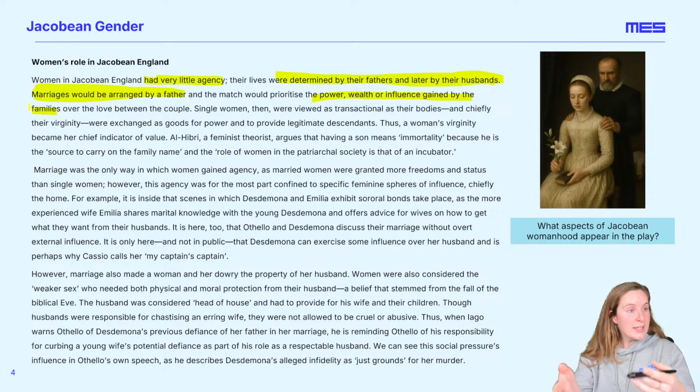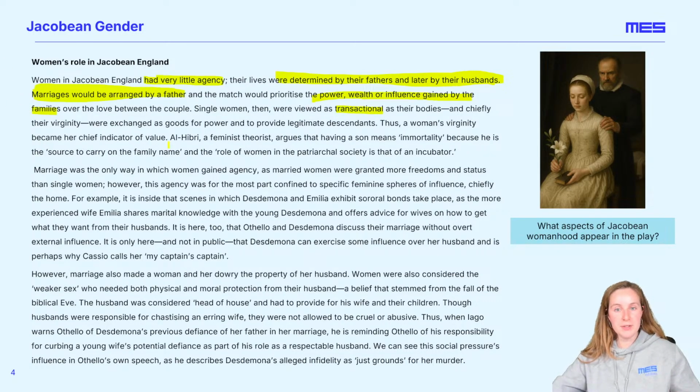And perhaps this is why he's so furious, as we've seen in a previous lesson where we looked at a model paragraph in which this was included. This idea of Brabantio's loss of control is because he loses the power, wealth, and influence gained by Desdemona's good marriage when she marries Othello instead.